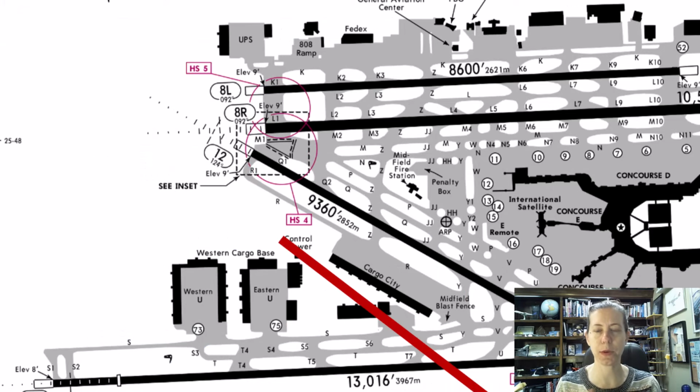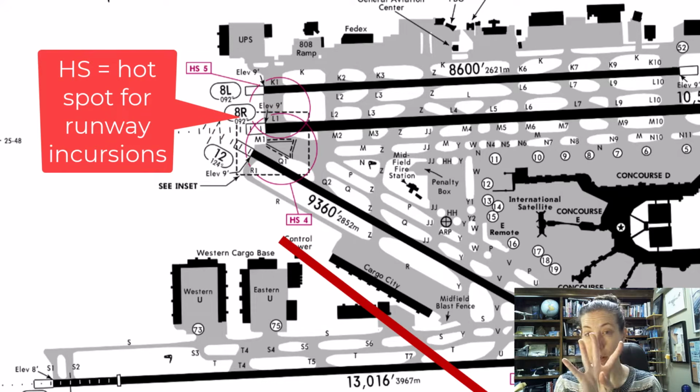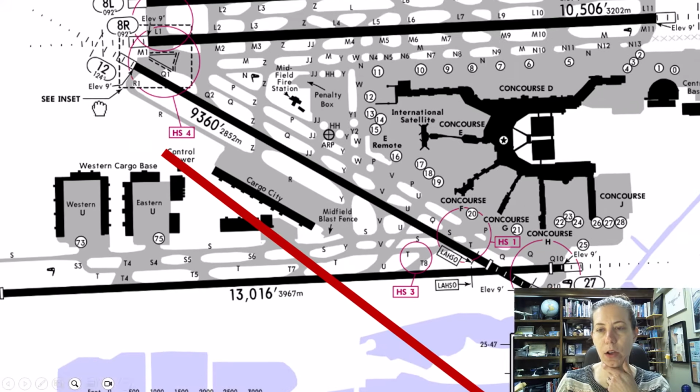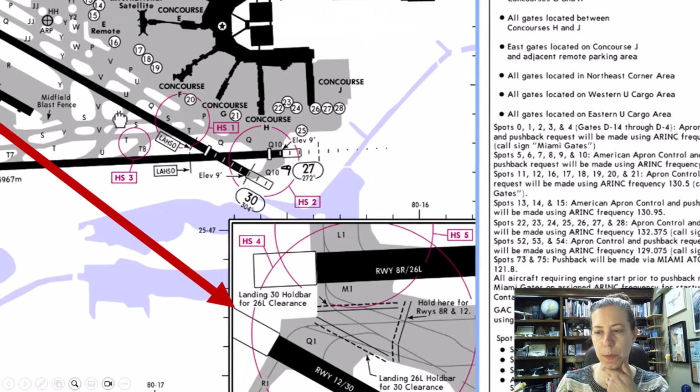Okay, and we have this one up here. We have hotspot number 4, HS4. That is a runway incursion hotspot. Now, most people would know that, and the people who were in the interview actually knew that. They were totally on it. They were like, oh, that's a runway incursion hotspot. Okay, fine. But also point out, and this would be good, that you can find the detail.